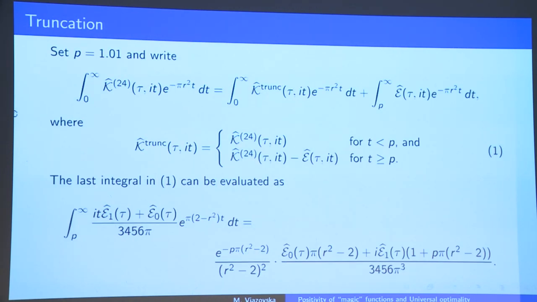And so now what we do, we set this parameter p, which was somehow chosen to make our numerics work better. And so now we split this integral into the following two parts. Second integral from 0 to infinity, but here we have a slightly tricky definition of this part. And so now the advantage of this is that this second integral here can be evaluated explicitly. And so this is what we get.